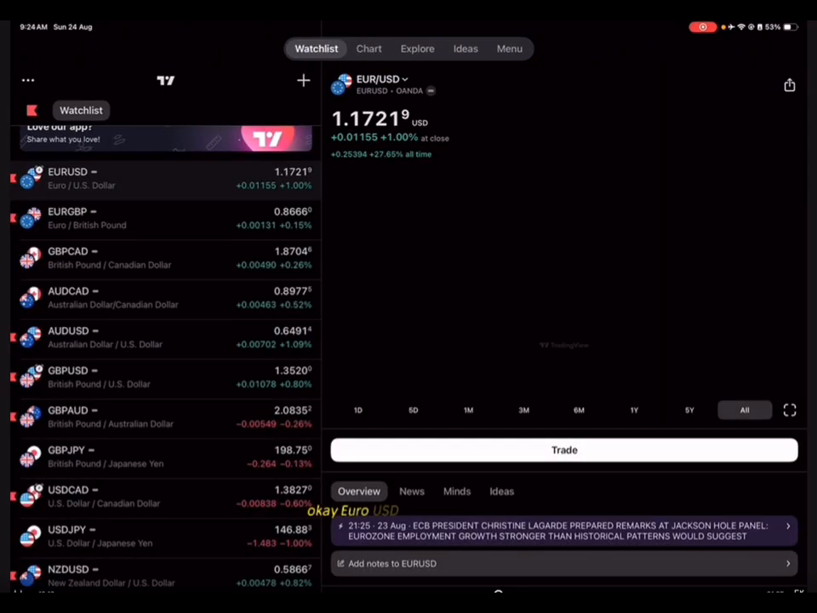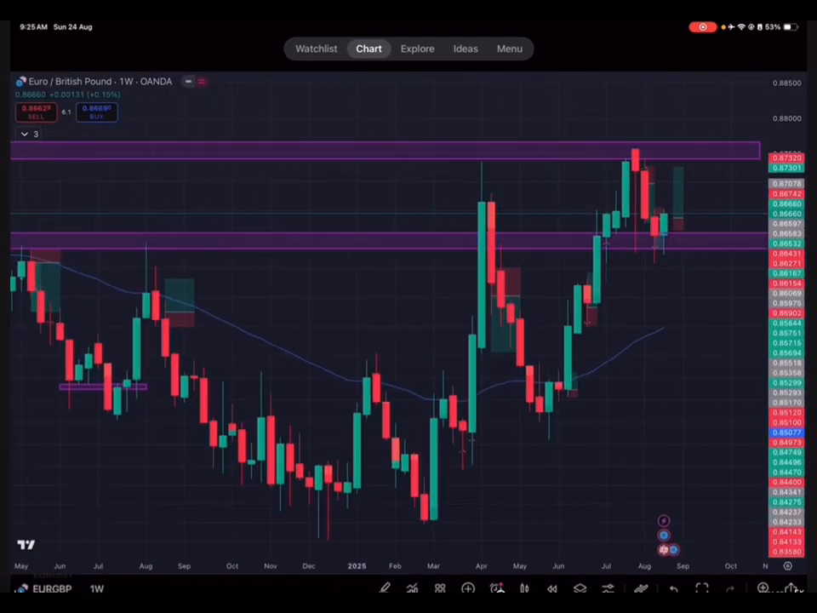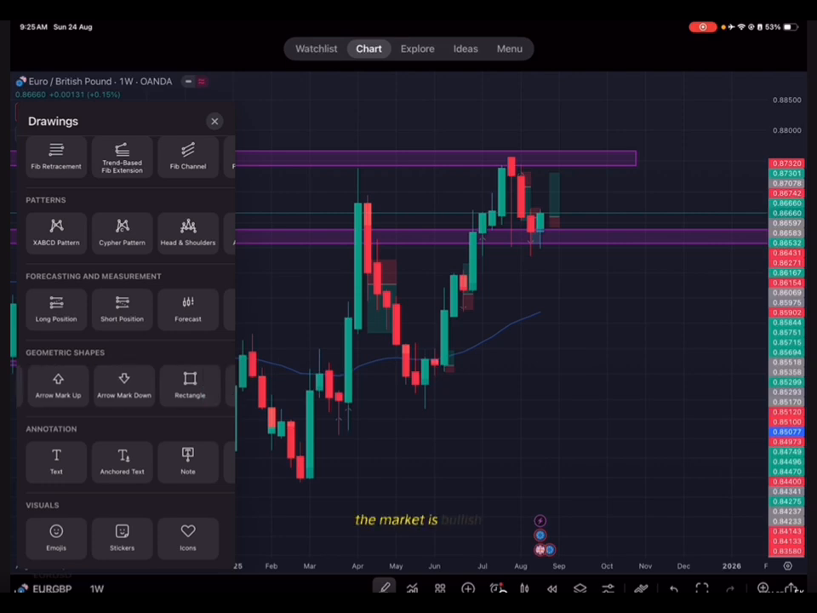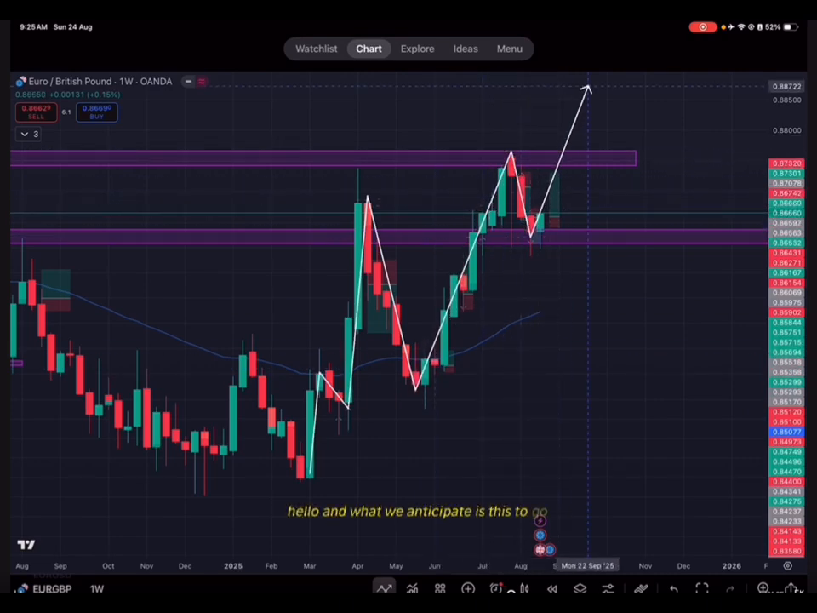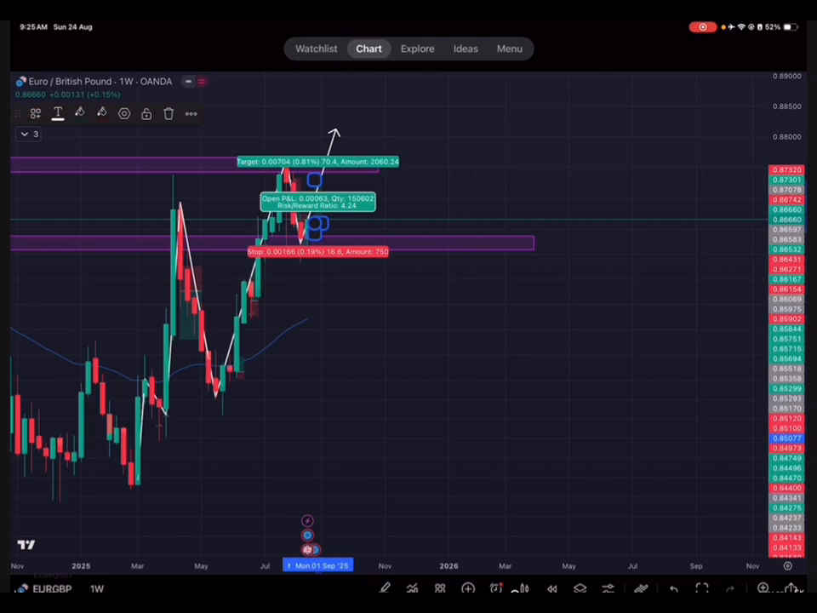Okay, Euro USD done. Now I'm going towards the Euro GBP. As you can see, the market is bullish. It doesn't break the previous structure point. Let me show you. High, high, high, low, high, high, high, low, high, high, high, low. And what we anticipate is this to go up as a higher high again. History repeats. Never forget that.